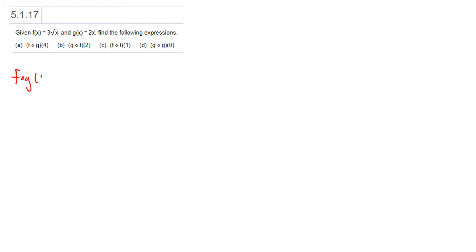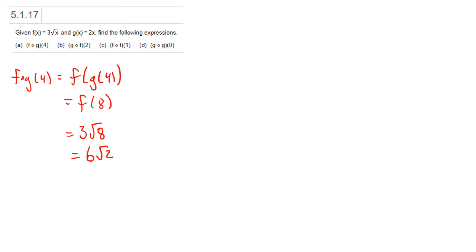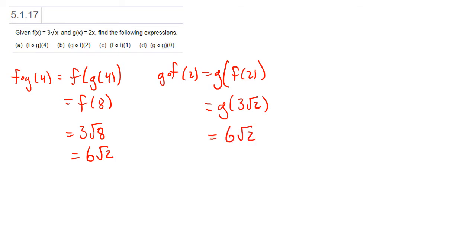So f of g of 4 is going to be f of g of 4. Since g of x is 2x, g of 4 is just 8. And since f of x is 3 root x, f of 8 is 3 root 8. We can simplify this down to 6 root 2. And there we have it. Okay, second up, we have g of f of 2. Well, this is going to be g of f of 2. f of x is 3 root x, so this is just going to be g of 3 root 2. g of x is 2 times x, so this is just 6 root 2, which is exactly the same thing we got before.